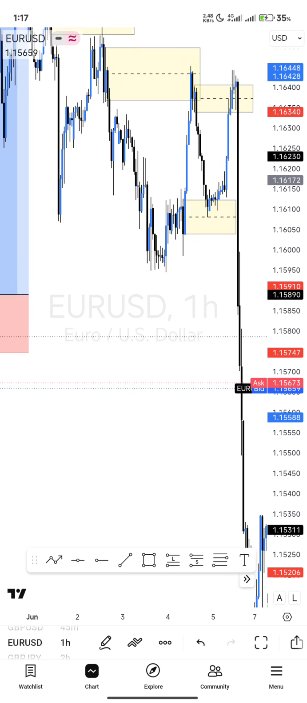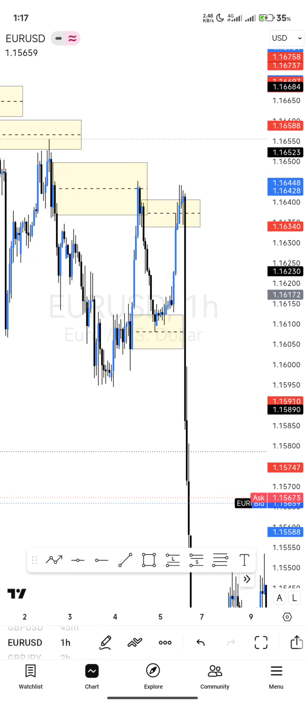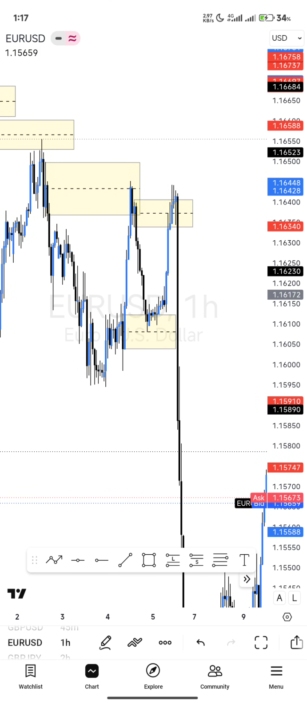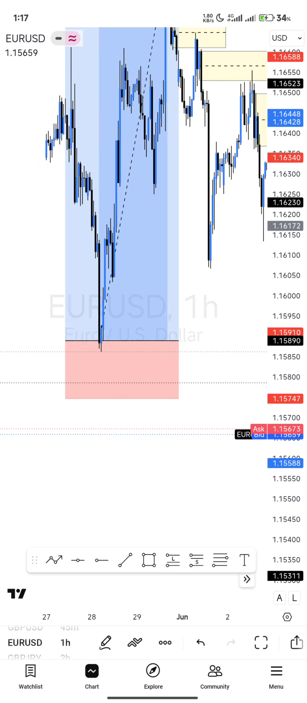So order blocks, you always want to use them at the beginning of where the whole market structure shifted from. You don't want to use them at the middle, except there was a break of that order block. So that order block becomes resistance if it was a support, or becomes support if it was a resistance.